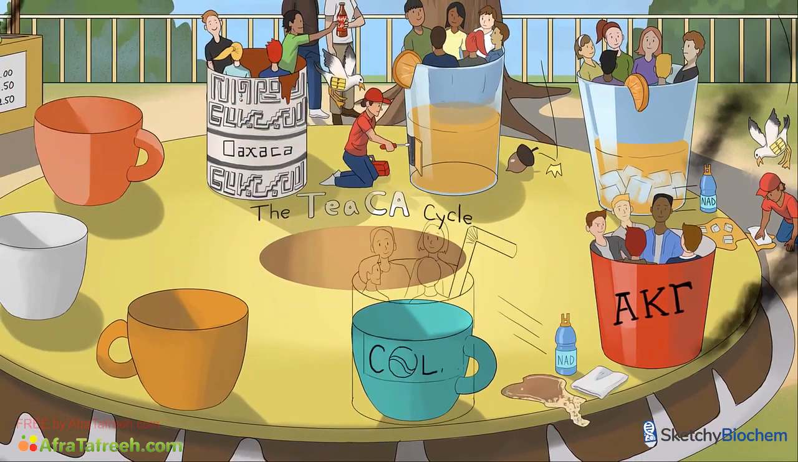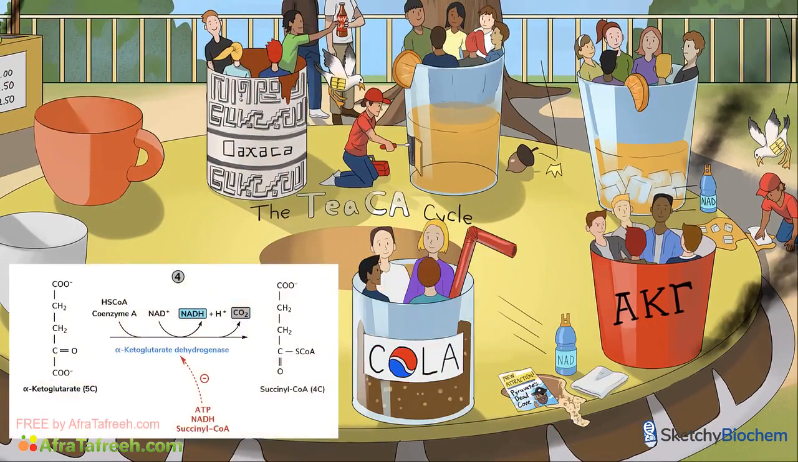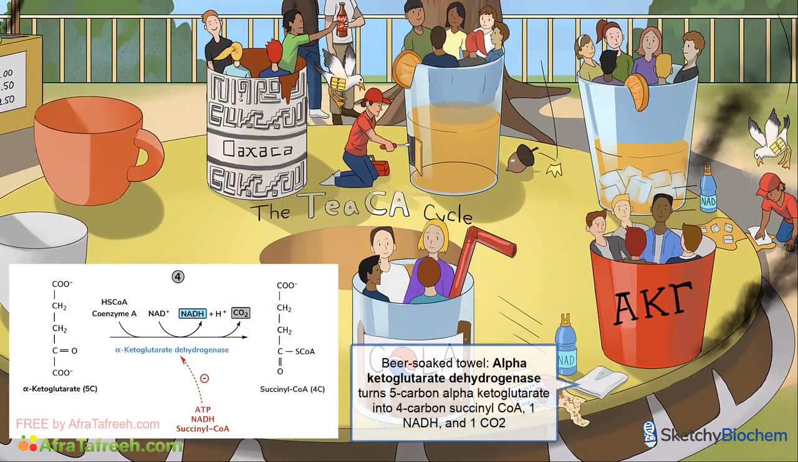In step 4, 5-carbon alpha-ketoglutarate is transformed into 4-carbon succinyl-CoA via alpha-ketoglutarate dehydrogenase. You'll notice a wet towel on the floor next to some spilled cheap beer, which will represent alpha-ketoglutarate dehydrogenase.